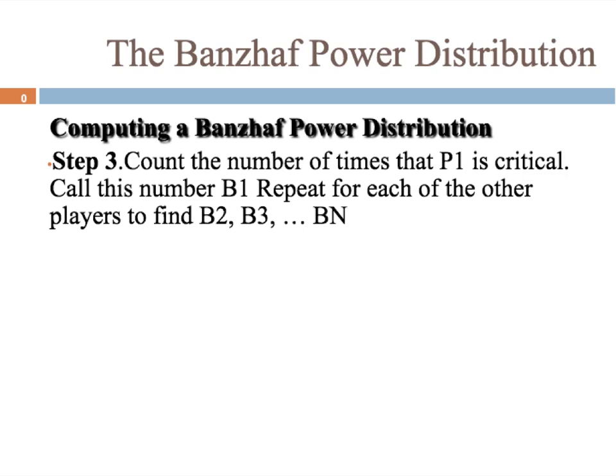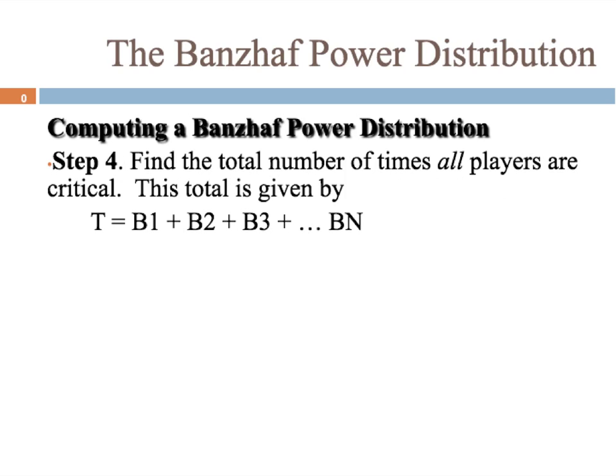All right, step 3, we're going to count the number of times that player 1 is critical total. We're going to call this number B1, and we're going to repeat this for every other player. So player 2, the number of times is going to be called B2, and for player 3, it would be B3, and so on and so forth. Step 4, find the total number of times all players are critical, and this total, we're going to call this T, is all those numbers we just found in step 3 added together.